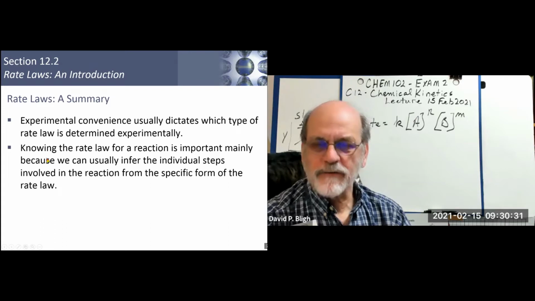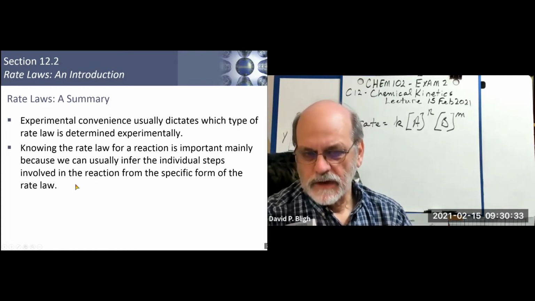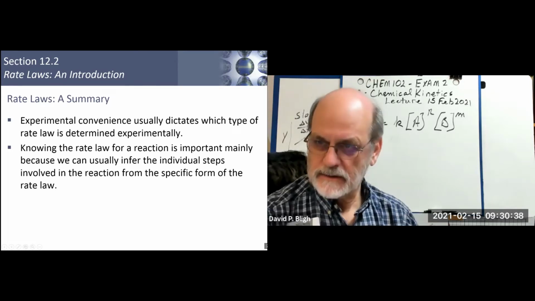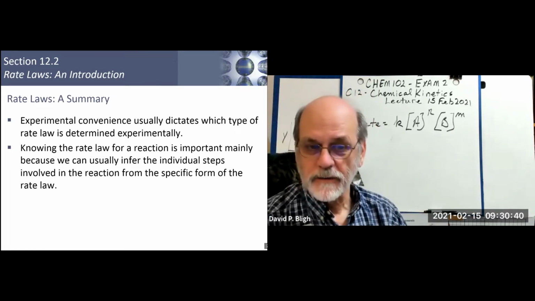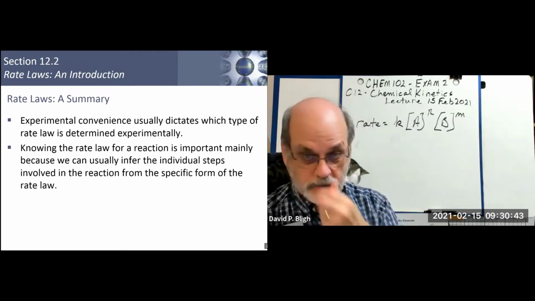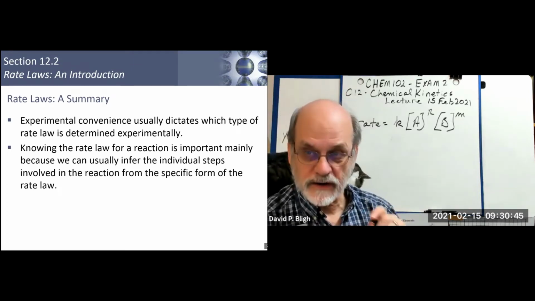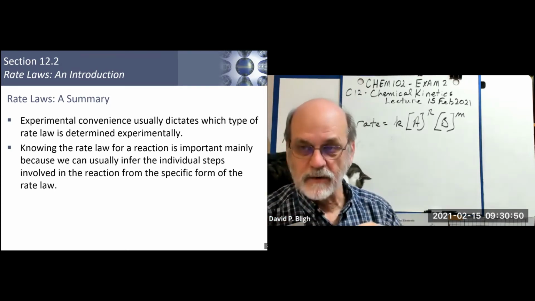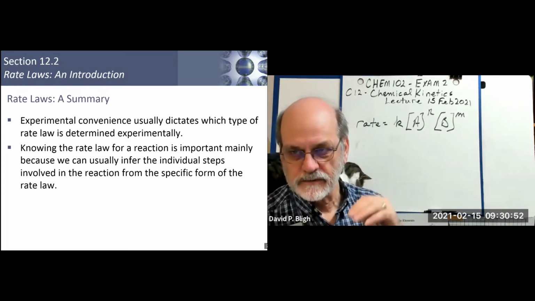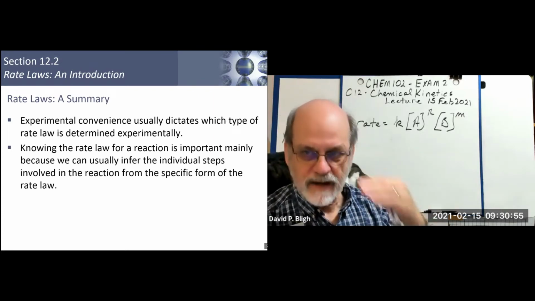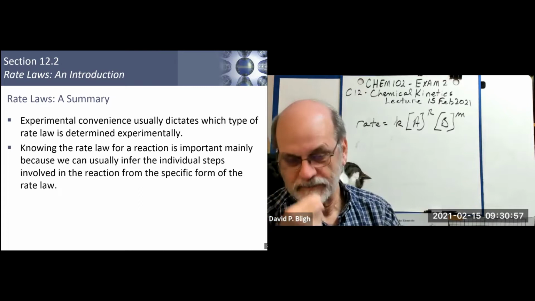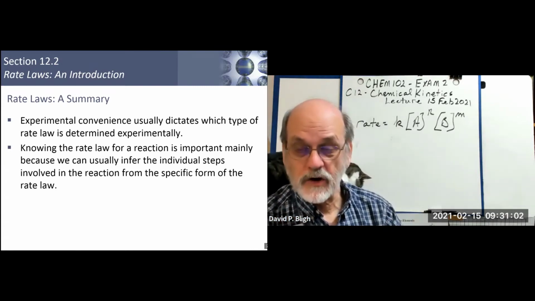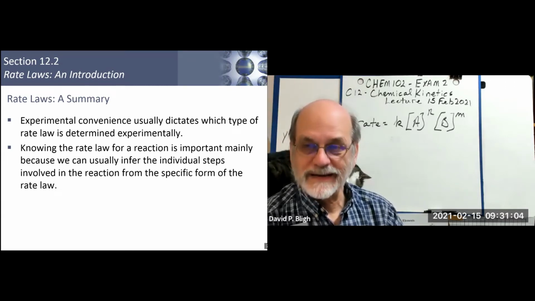Now here's a reference, this second item. If you know the rate law for a reaction, it's easier to infer individual steps for a reaction. Most reactions do not occur in a single step. They usually, on the microscopic level, happen in multiple steps as part of a mechanism, a step-by-step mechanism. And if you know the rate law, the experimentally determined rate law, you can propose mechanisms.